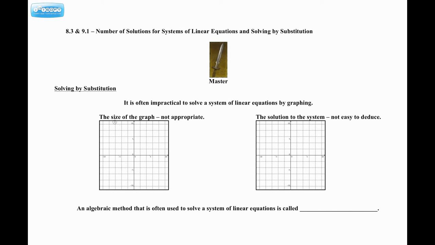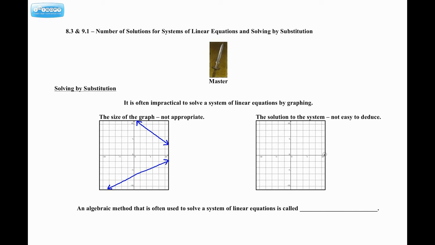Okay? It is often impractical to solve a system of linear equations by graphing. So here's a couple of examples. The size of the graph, not appropriate. So I'm just going to draw this freehand. So maybe you have a line that does this, and you have another line that does something like that. Okay. Well, if you're trying to find where they meet, this graph isn't really going to help you, because you're going to be guessing where that occurs somewhere out here. Right? So this doesn't work.